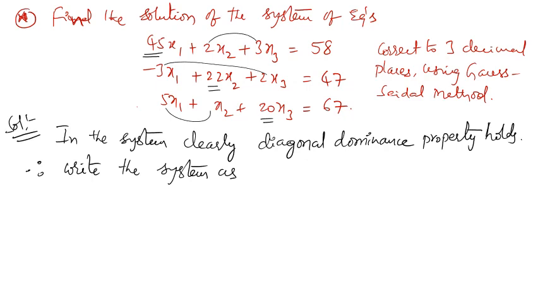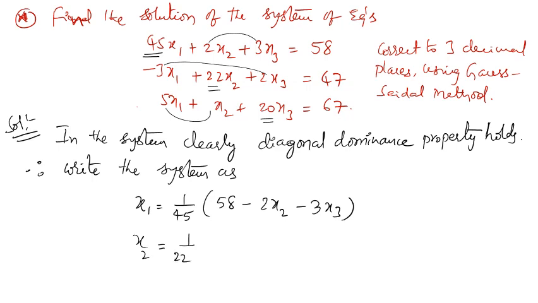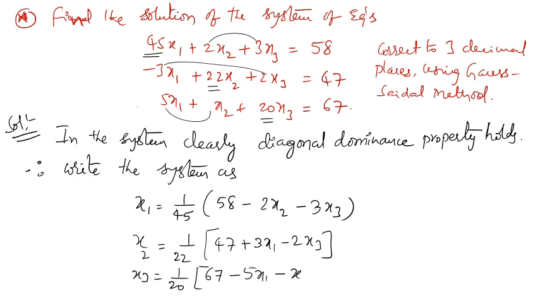From the first equation write x1. What is x1 equal to? 1 by 45 of 58 minus 2x2 minus 3x3, isn't it? From the second equation x2 equal to what? 1 by 22 of 47 plus 3x1 minus 2x3. From the third equation x3 equal to 1 by 20 of 67 minus 5x1 minus x2. Okay, using the diagonal dominance, this is from the first equation, this is using the second equation, and this is using the third equation.